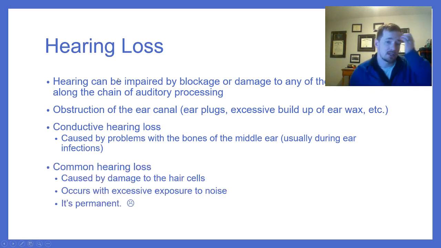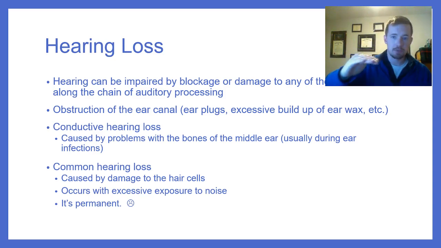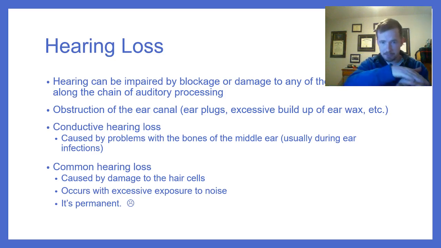Common hearing loss is something that all of us are going to experience, and it is permanent. That common hearing loss is through damage to the hair cells. So think about the hair cells. They're in your cochlea, and you have the tectorial membrane, right? That's rubbing up against those hair cells. Those hair cells are mechanical. In other words, they respond by bending. But like anything else, they can only bend so much.